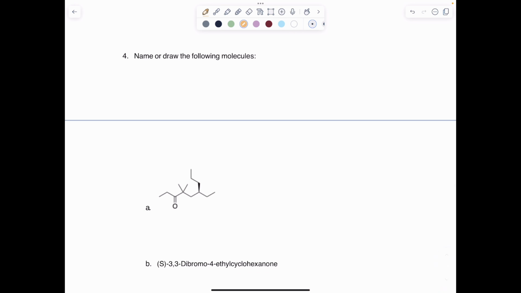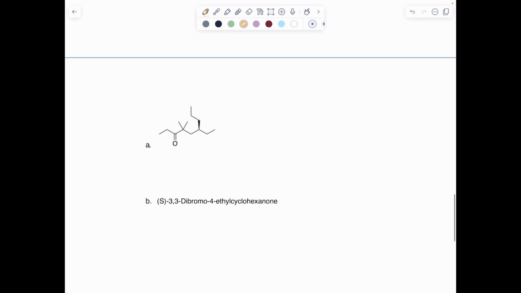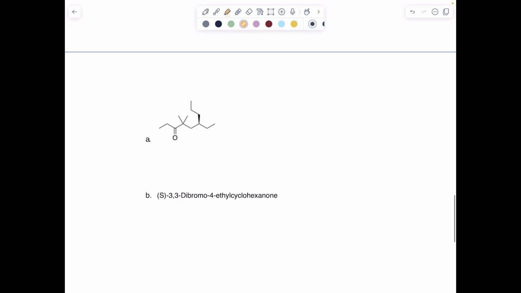Question 4, name or draw the following molecules. So this first one, let's find the longest carbon chain. So we could start here, we could start here, we could start here. It looks like this is going to be our longest, 1, 2, 3, 4, 5, 6, 9. If you were to do it starting here, you'd have 1, 2, 3, 4, 5, 6, 7, 8. So we're going to start with the yellow.